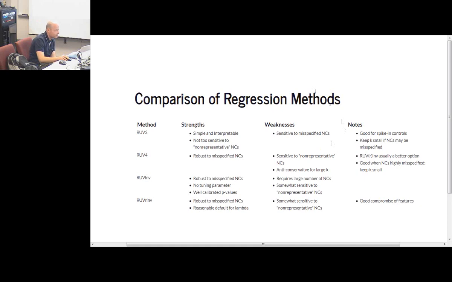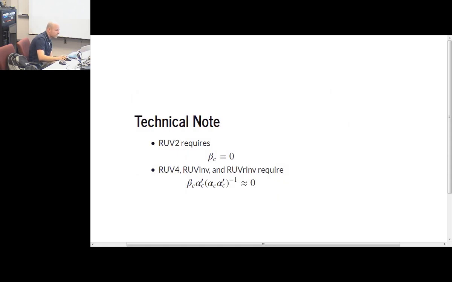Their various strengths and weaknesses. I'm going to skip over this. You can look at it online, but I'll just point out that RUV-R inverse is a good compromise of features that's useful as a good default. A quick technical note.